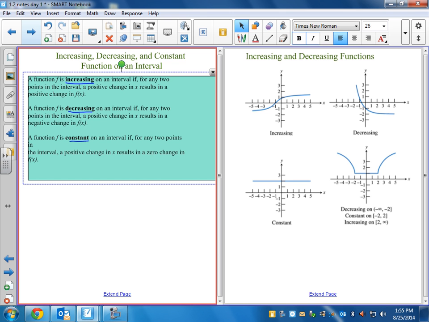But increasing: as x gets bigger, y gets bigger. If you look at the graph from smallest to biggest, if you do a little dot on there, it's like you're walking up, right?